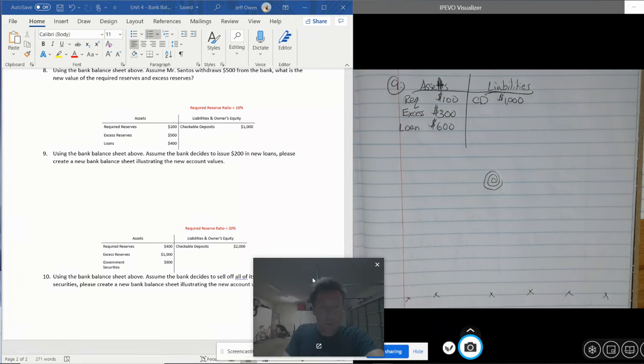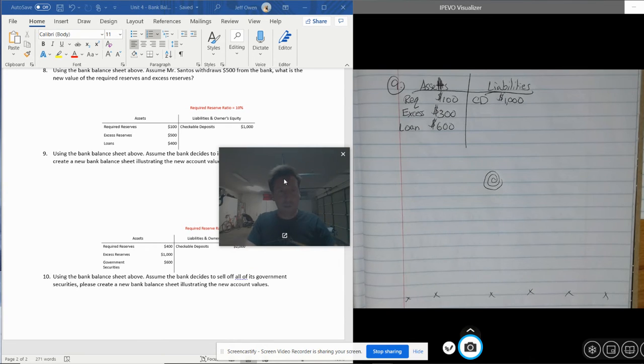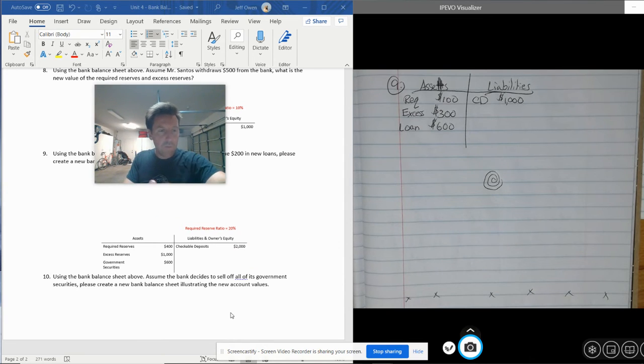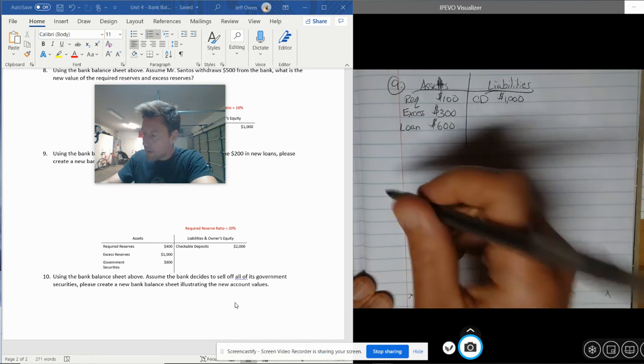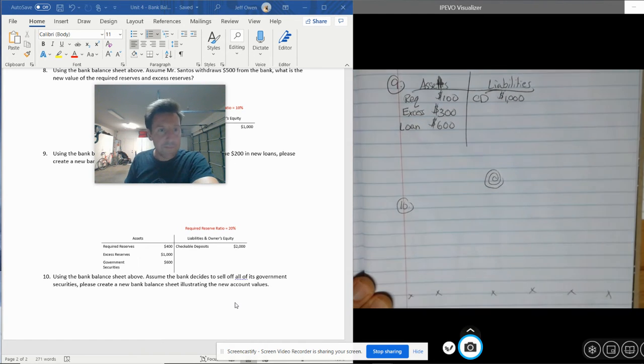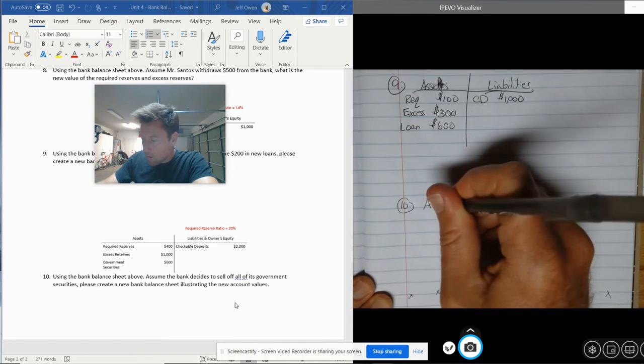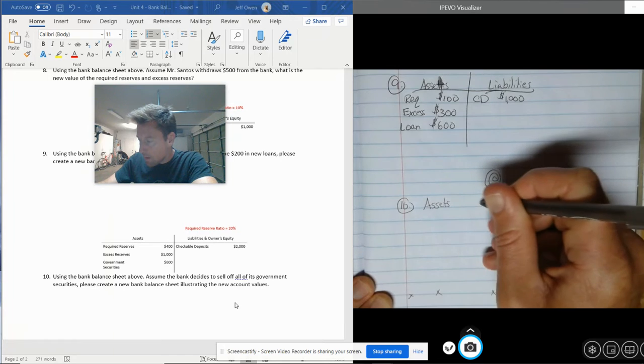And number 10, looks like I'm gonna have to move my big head so I can see all of it. The final one is, using the bank balance sheet above, assume the bank decides to sell off all of its government securities. Please create a new bank balance sheet illustrating the new account values. Again, this is great because we don't have to do any math. So number 10, we started off with our assets and our liabilities.